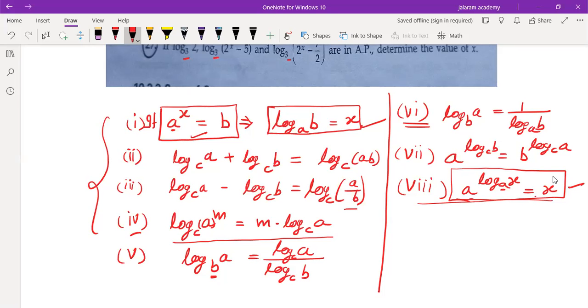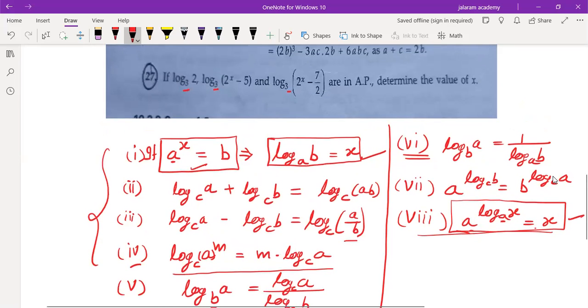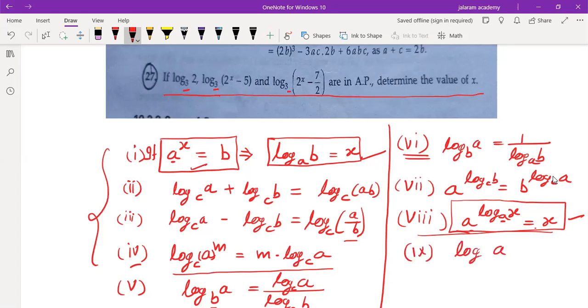Then we go to our question. If log 2 base 3, log 2 to the power x minus 5 base 3, log 2 to the power x minus 7 by 2 base 3 are in AP. Remember, log a to the base a equals 1, which means if base and exponent are the same, the value of the logarithm will be 1. And if there is log 1 to the base anything, its value will always be 0. Okay.